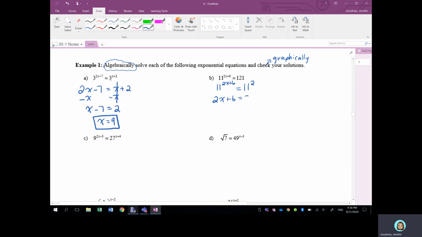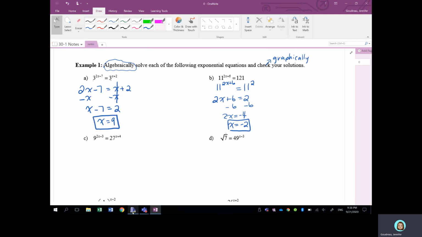2x plus 6 equals 2. And we have an even easier linear equation. Subtract 6 from both sides. 2x is equal to -4. Divide both sides by 2. And x is equal to -2. So a little tougher than part A, because in part A most of the work was done for us, but not too bad. We just had to write that right side with the base of 11, equate the exponents, and then solve.